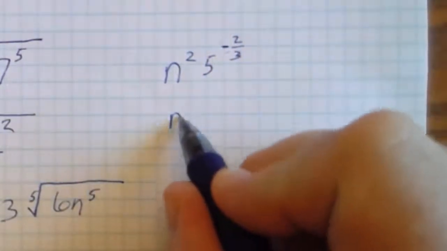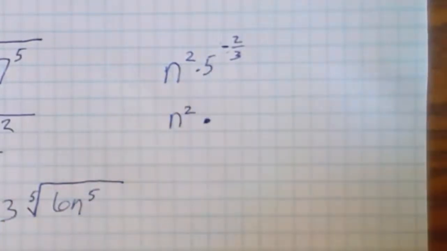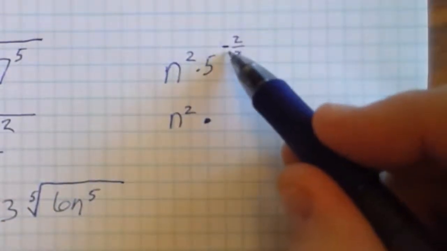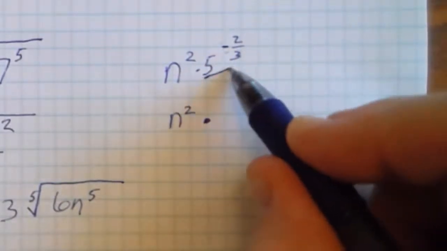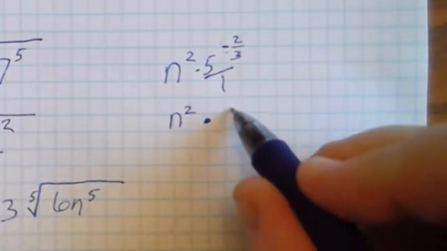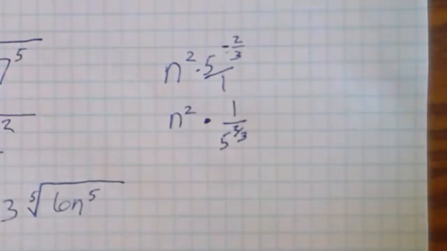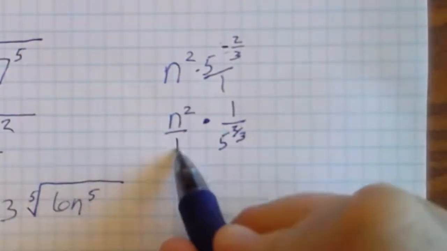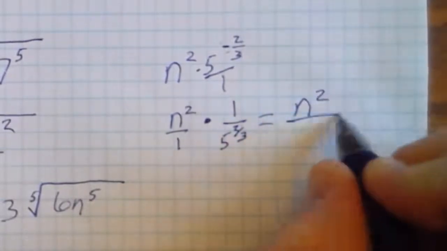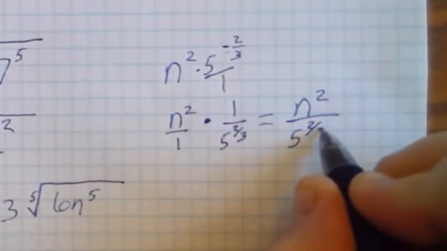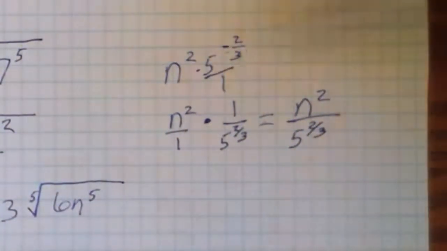So I'm going to bring the n to the second down. And I'm going to put a little times symbol because that's what these are doing here. They're timesing together. And this negative exponent, to make it not negative, you need to flip it over. So take the reciprocal of it. So this is over 1. So I'm going to rewrite it as 1 over 5 to the positive 2/3 power. Put a little 1 right here. And now I can multiply these two back together, and I end up with n to the second over 5 to the 2/3 power. So most of our problems, again, do not like to have negative exponents in the problem.